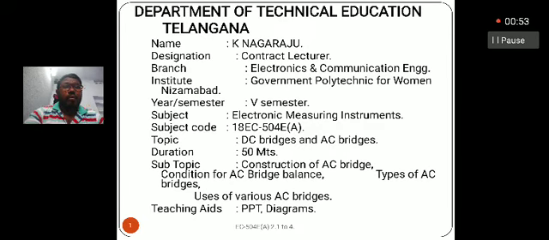Generally, with the help of bridge circuits, we measure unknown resistance, unknown inductance and capacitance. That means the resistance, inductance and capacitance parameters can be measured in circuits with the help of these bridge circuits. The circuit is arranged like a bridge, that's why it is called a bridge circuit.